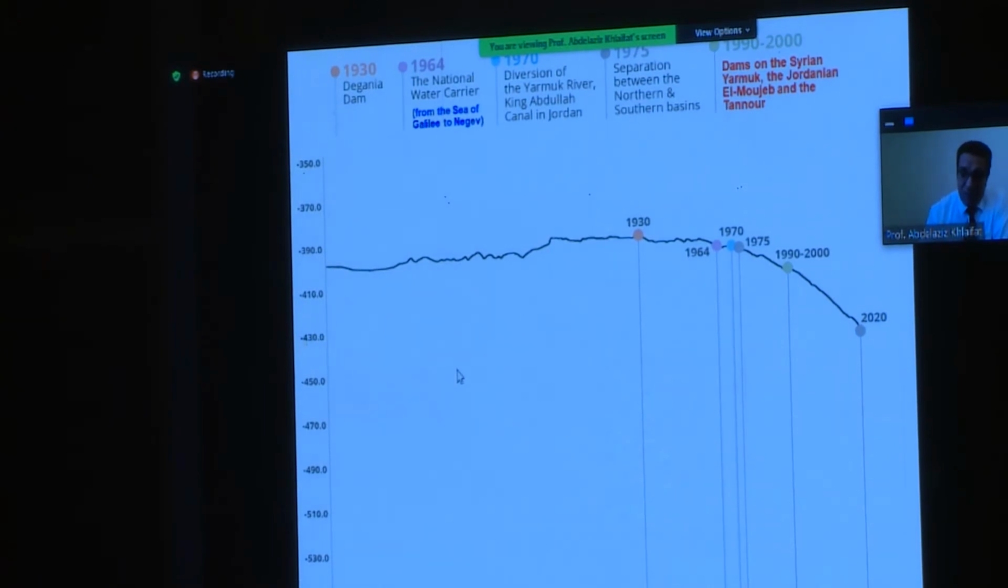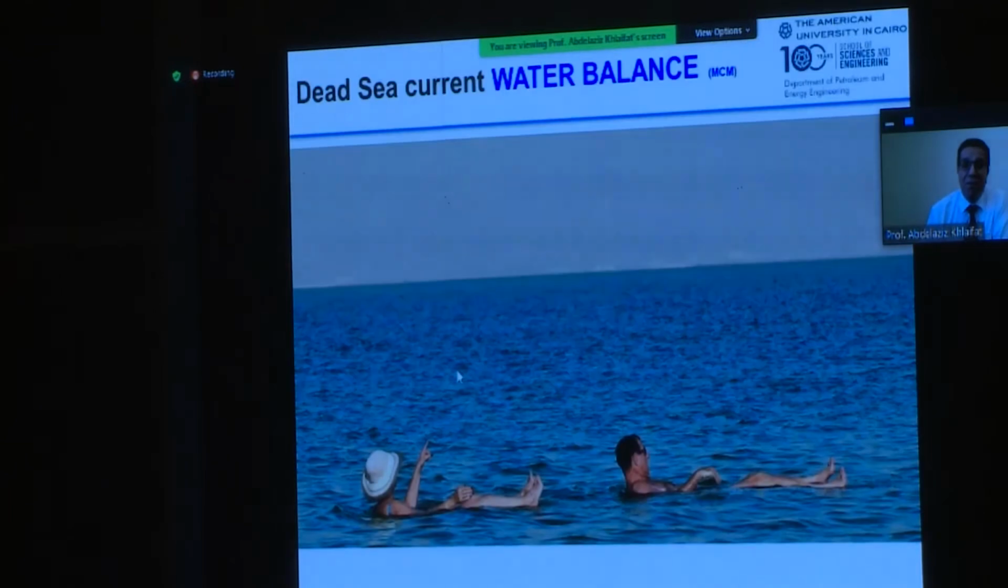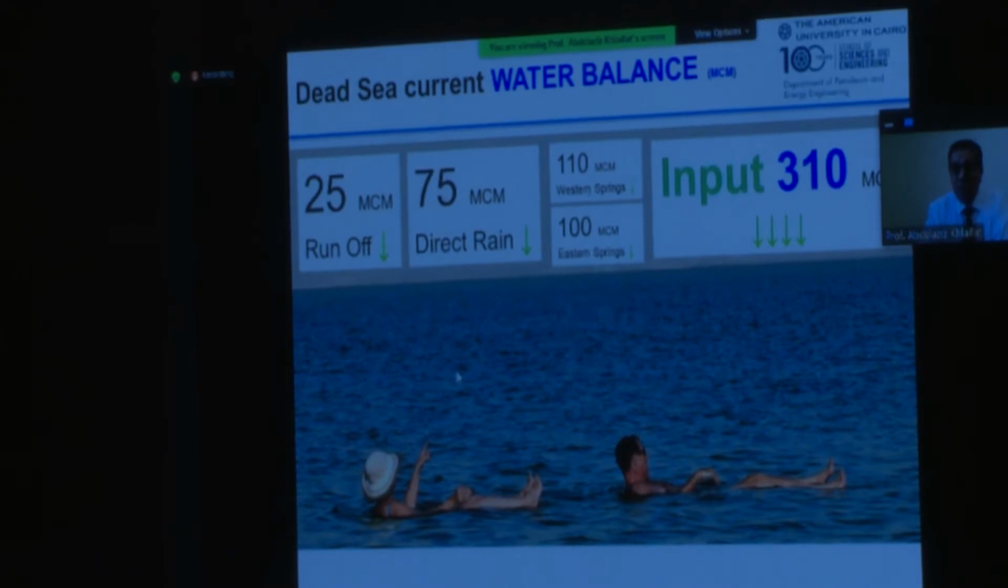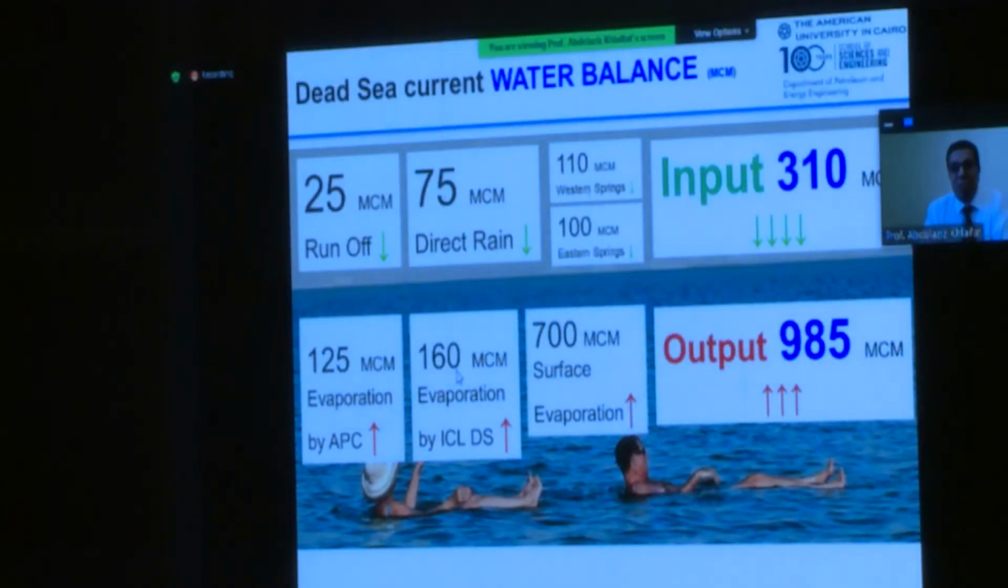But of course, working against nature does not always work properly. So in order to understand this better, we have to look at the water material balance. What goes into the Dead Sea is about 210 million cubic meters of water that comes from western and eastern springs, from direct rain onto its surface, and some runoff. What goes out by evaporation is about 700 million cubic meters, in addition to what is taken by industrial activities, 160 and 125 million cubic meters, which adds up to 985 million cubic meters. So one can notice that there is a deficit of 675 million cubic meters per year.